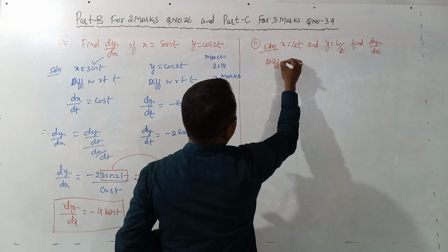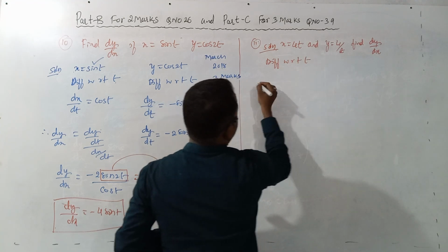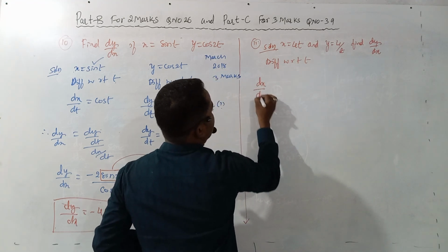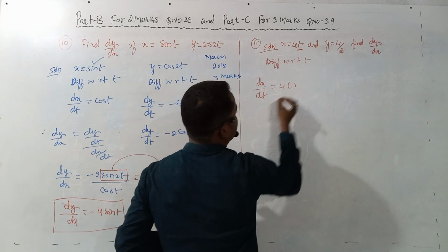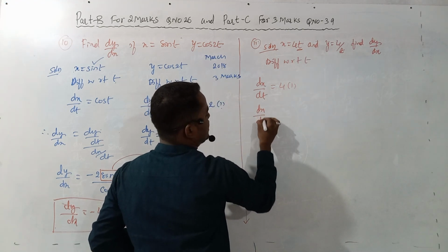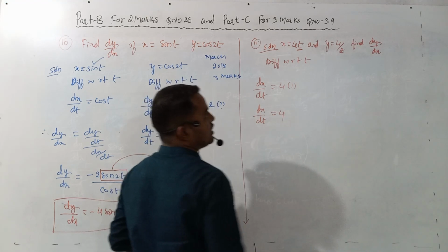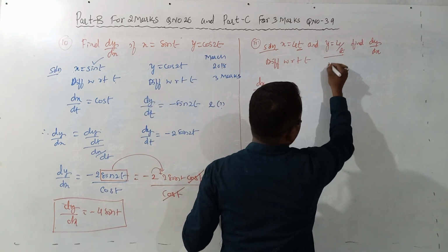Differentiate with respect to t. dx by dt is equal to 4 as it is. Derivative of t with respect to t is 1. So dx by dt is equal to 4.